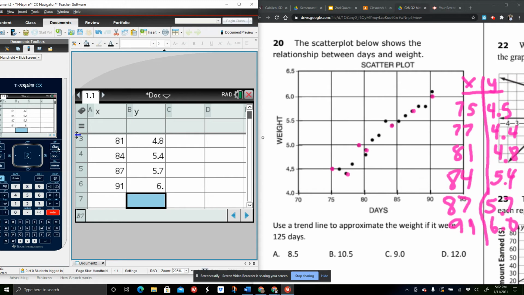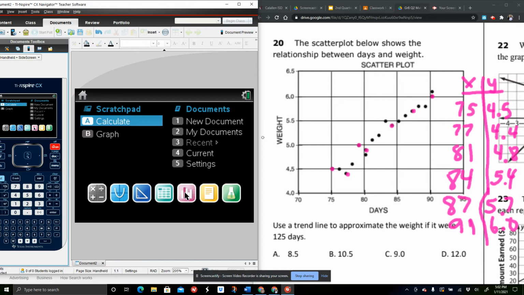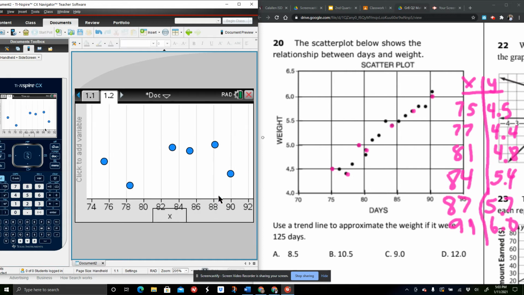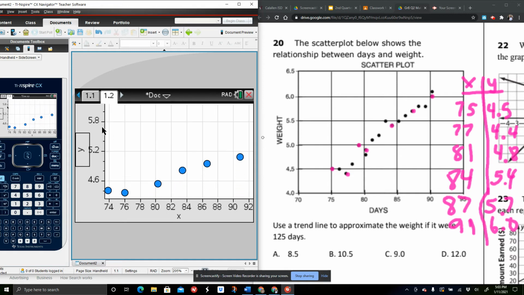So I'm going to go back home, and notice I made sure to hit enter after my last one. Don't ever leave this blinking or it won't have that point on your data. So I'm going to go home and then data and statistics. I'm going to click on the bottom where it says click to add variable, and I'm going to click the X. Then I'm going to click to add variable on the side, and that was going to be my Y.